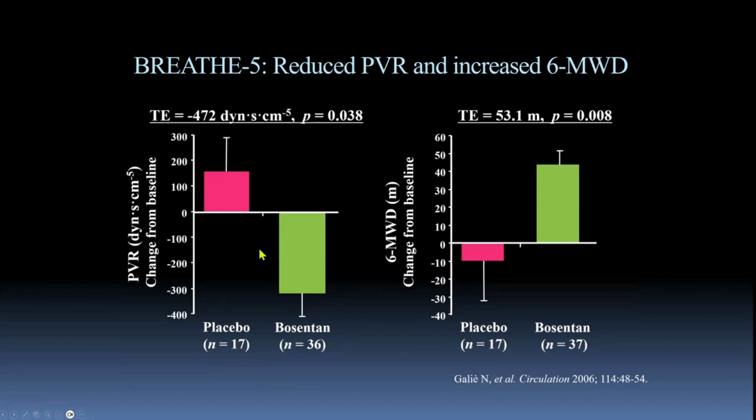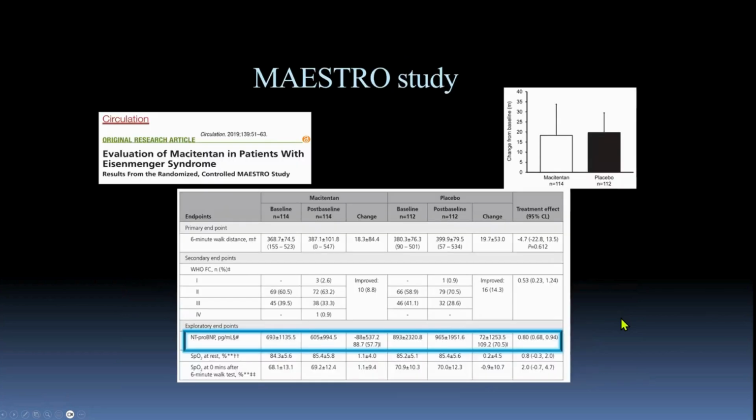but still a drop in pulmonary vascular resistance, which was associated with an increase in 6 minute walk distance, so an improvement in exercise capacity. And of course, that means improvement in quality of life and the ability of the patients to do more. More recently, macitentan was used in the MAESTRO trial in Eisenmenger patients.